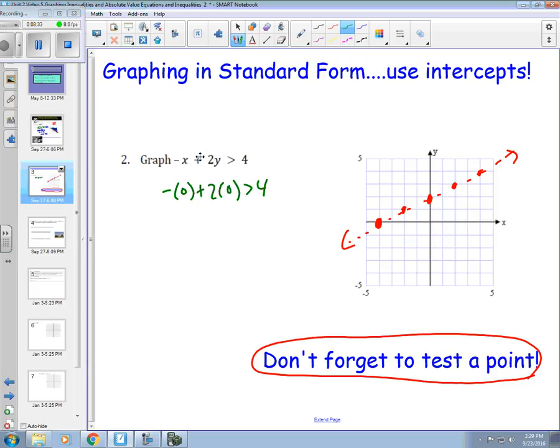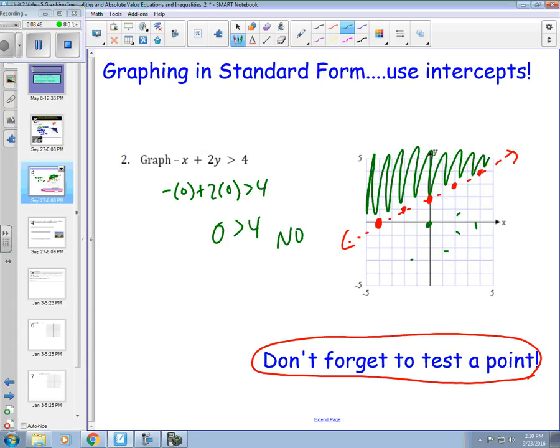So if we test that, that's all going to end up equaling 0. Is 0 greater than 4? No, that's false, which means 0, 0 doesn't work. No points on this side work, which means all the points on the other side do. You should have had the top left-hand side shaded.